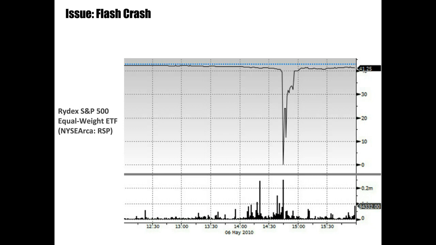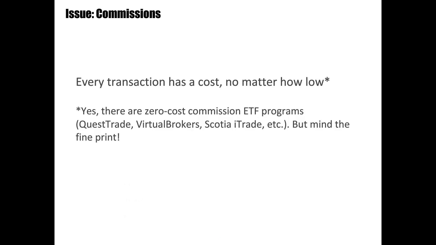Another risk is commissions. When you put ETFs on exchange, you do have to pay commissions when you trade. And yes, there are plenty of zero-cost commission programs, both in Canada and elsewhere, but most of them come with fine print. No one gives away anything for free, and whether those are account balance fees or suboptimal money market funds or other factors, you have to look and understand how you're paying for these zero-cost commissions, because at some point you are. A few more issues before we get into evaluating ETFs.